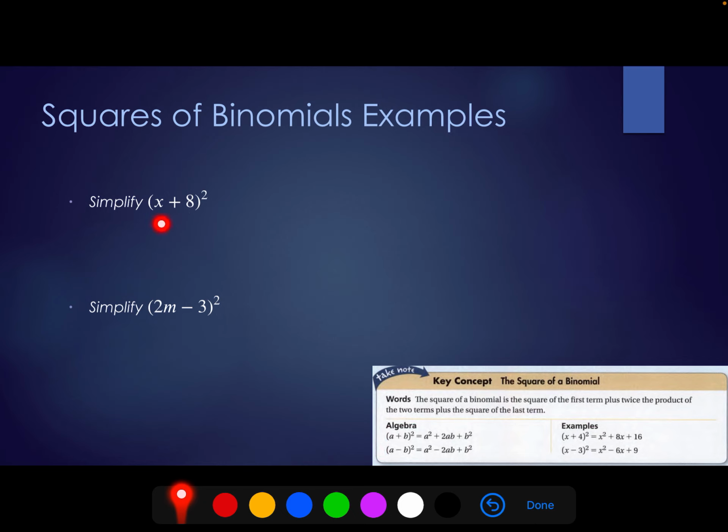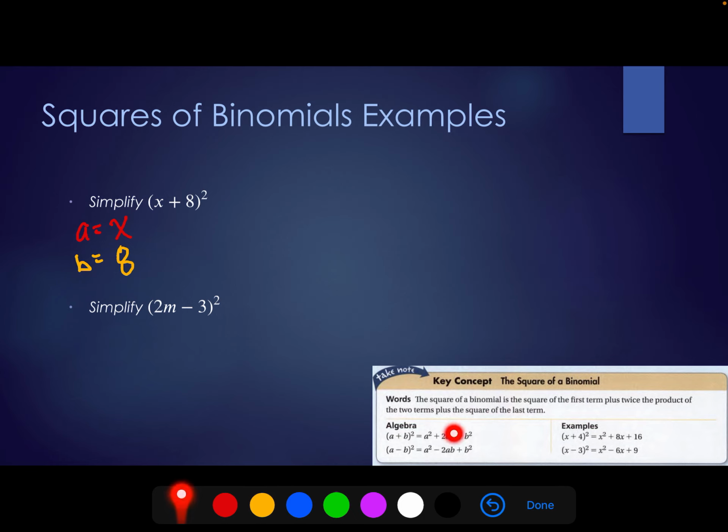Now if we go back up here to our binomial x plus 8, one of these is our a term and one of these is our b term. So if we look, our a term is actually going to be that x. And then our b term, well, that's going to be the 8. Now we can follow this process, right?